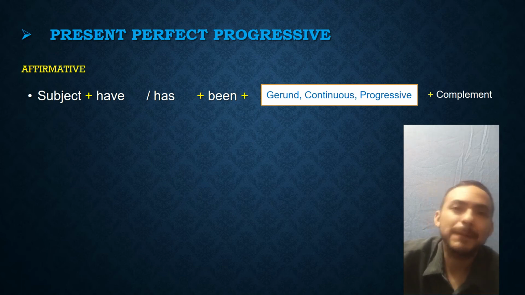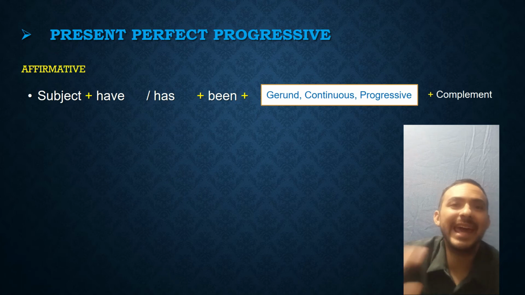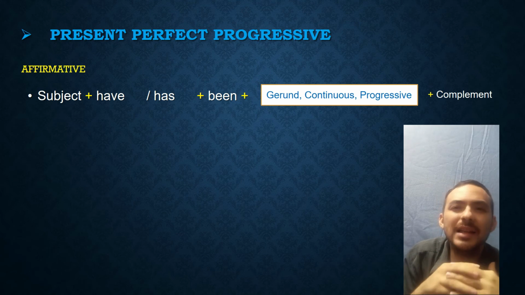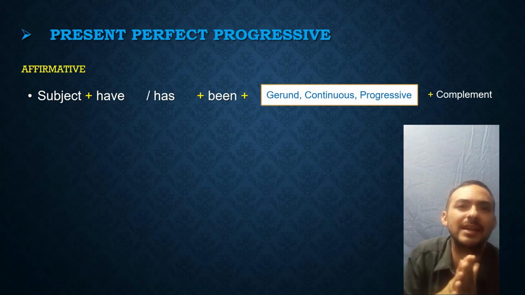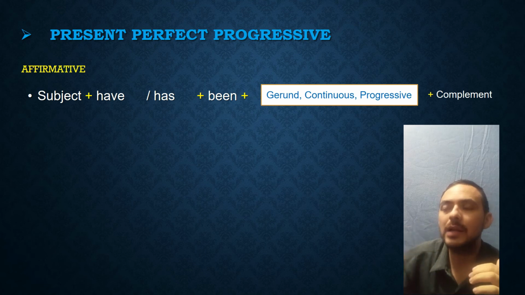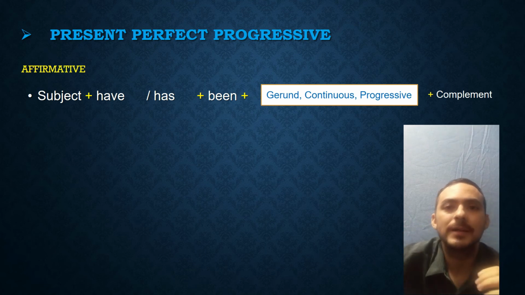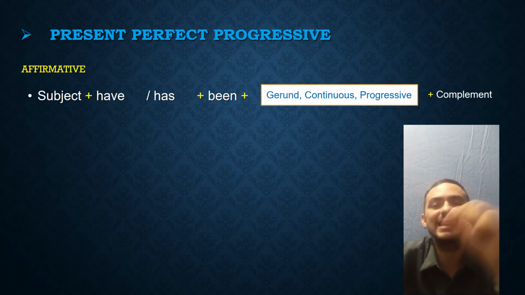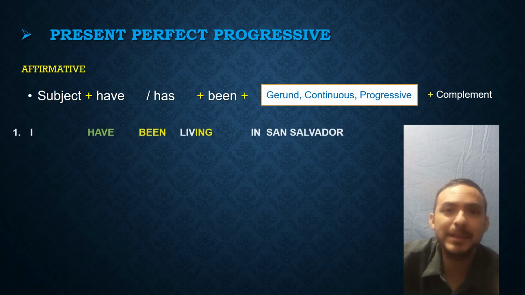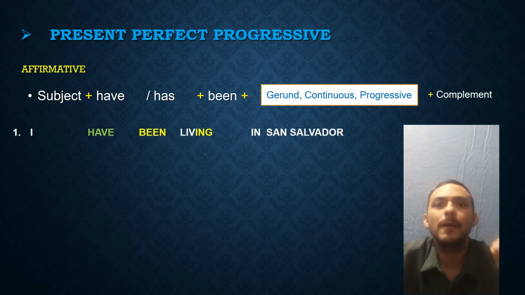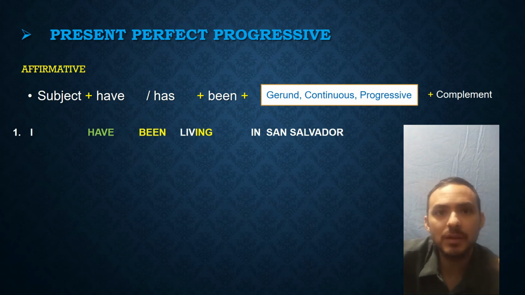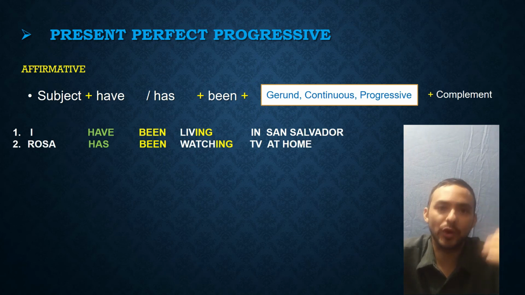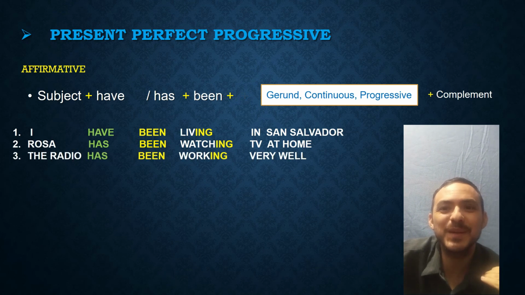The verb that follows must be in progressive form, continuous or gerund, that is the same. That is, it ends in ing, which in Spanish has its equivalent in verbs that end in ando or endo: trabajando, corriendo, saltando. For example, I have been living in San Salvador. Been is the auxiliary, and living is the participle verb. Okay, Rosa has been watching TV at home and the radio has been working. Okay, let's continue.